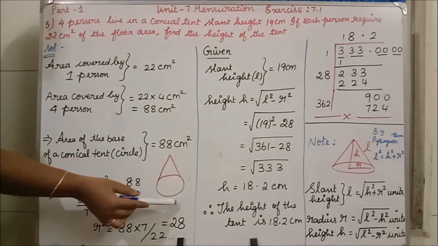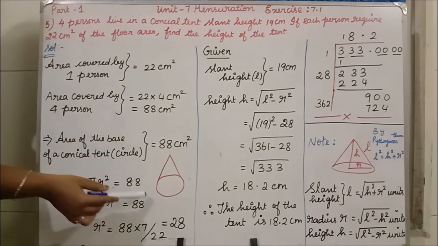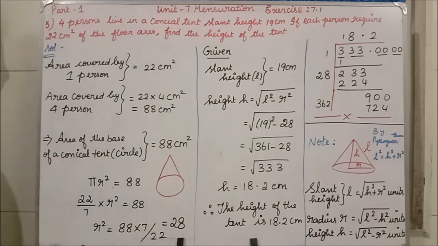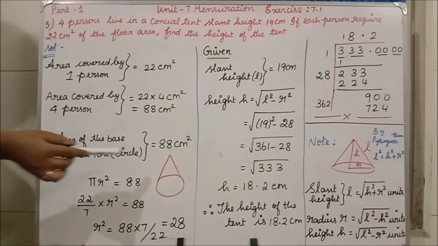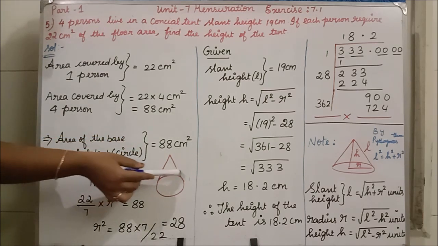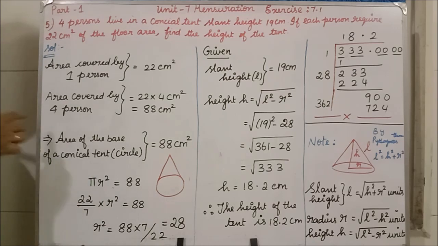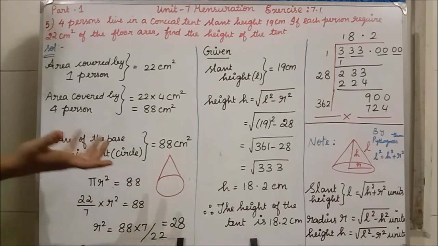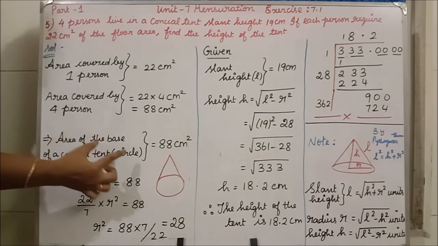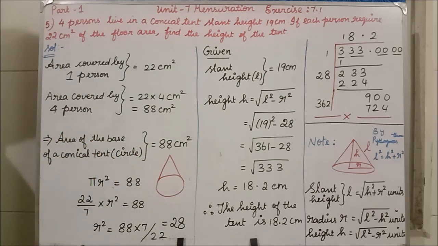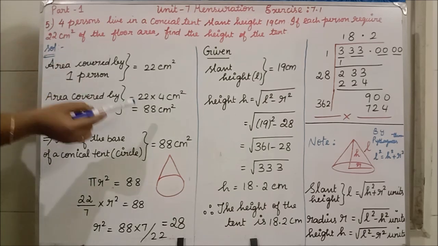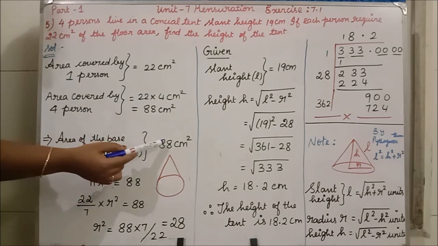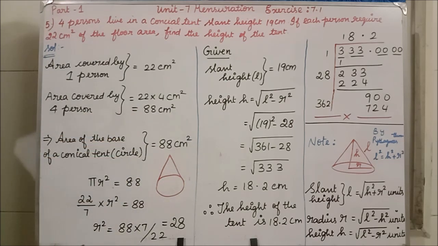Now we will see. Here the base floor area will be in what shape? It is the circular shape. So what area do we have to find? Area of a circle. Will they sit here? No, only in the floor area they will sit. See, area of the base of a conical tent. The base of the conical tent is what shape? Circle. So the area of the circle formula we are going to apply. For that, how much area do we need? Because 4 persons take 88 centimeter square, I have written it equal to 88 centimeter square.